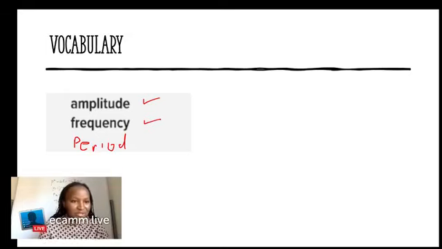Oh, I don't know why my screen is not. Is it moving? I hope it's moving for whoever is watching me live. And okay, the period.